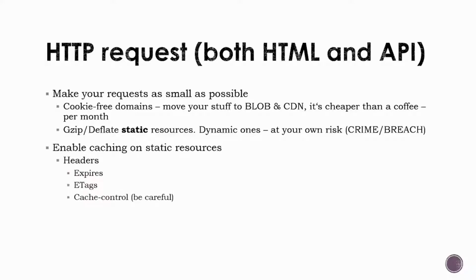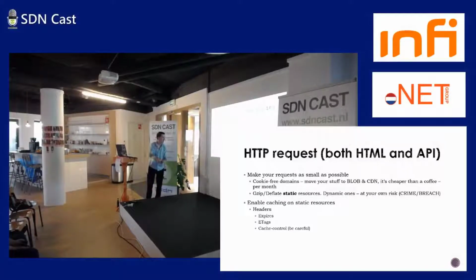So, enable caching on static resources too. I mentioned both expires headers and the ETag header. I will mention the cache control header because that one's a bit interesting, because certain proxy and routing devices can actually misinterpret it. Let's just say the implementation of the RFC around that header is flaky, depending on the manufacturer of your networking device.